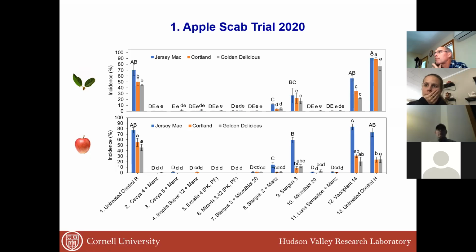So overall, the SDHI fungicides were very, very good tools to control apple scab, along with Sevia, which is a newly registered DMI fungicide as well. It was equally as effective as SDHI fungicides such as Excalia and Miravis.